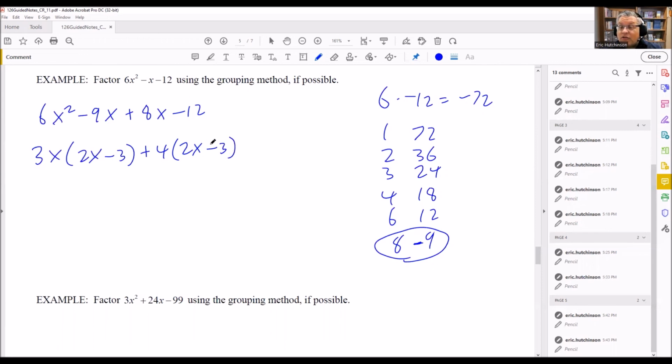Now we see that the common factor is going to be 2x minus 3. If I got rid of those two things, I would have a 3x plus 4 left over, and that's going to be my second factor. So now it is fully factored.